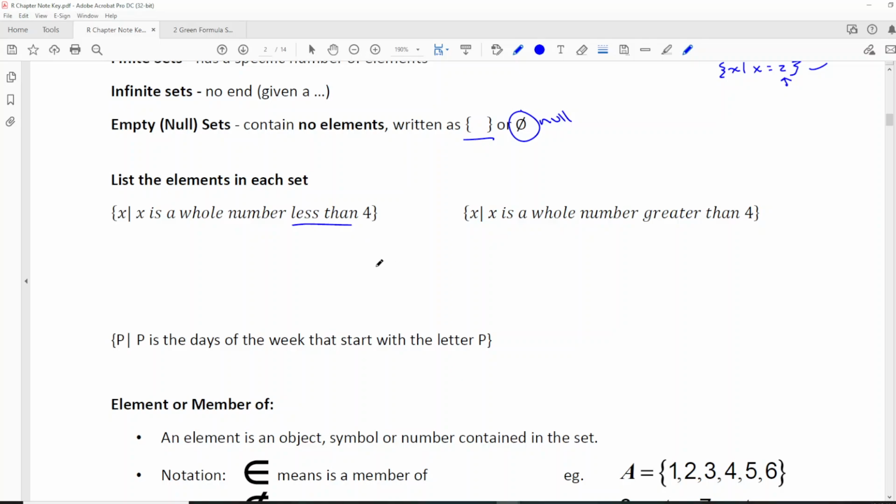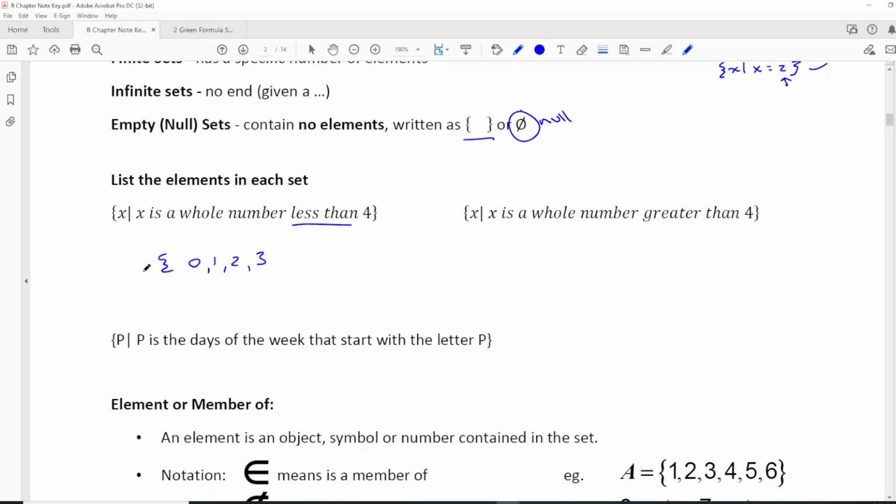We are going to talk about inequalities coming up, but hopefully you do have some idea that less than means numbers that are smaller than 4. So this wants me to list all the elements that are whole numbers less than 4. So I'm going to show it in a set bracket. And what are some numbers less than 4? Well, not 4, because that'd be less than or equal to 4. So we'll do 3 and 2 and 1 and 0.